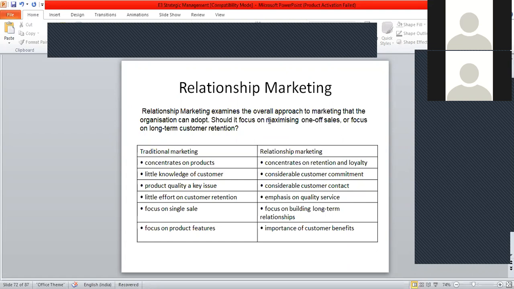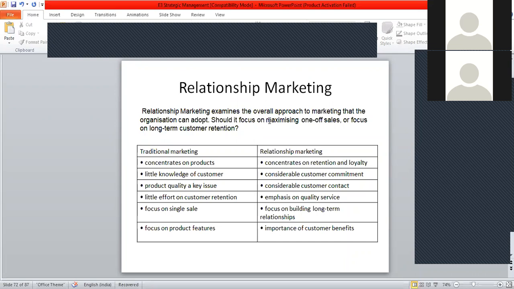So basically there is not much focus given to the customer. It is only about their product. That's what traditional marketing is aimed at. But relationship marketing talks about the overall approach to marketing that organizations can adopt. So what are they concentrating on? They concentrate on retention and loyalty. A one time sale, one time event is not their focus, but their focus is on ensuring that the customers come back again and again.